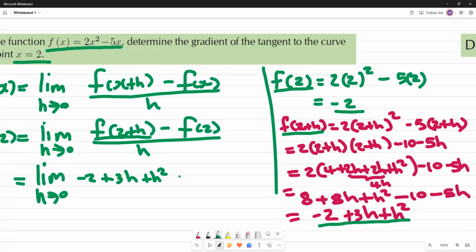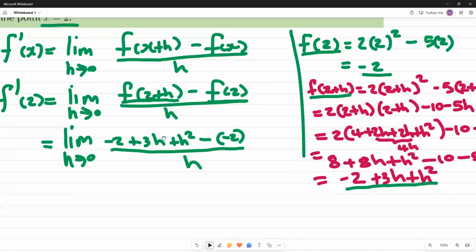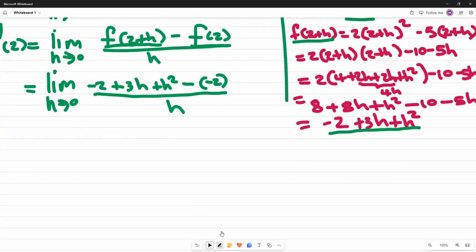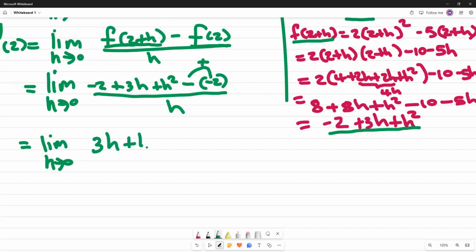And then there's a minus here. Then f at 2, we replace it with negative 2. So we put negative 2 where f at 2 was. Then let's see what this gives us. Okay, so we need to proceed to say, the limit as h approaches 0. We can see that this is negative 2. Here we're going to have a positive 2 because negative and negative gives you a positive. So the 2's cancel, you see. So you have 3h plus h squared over h.